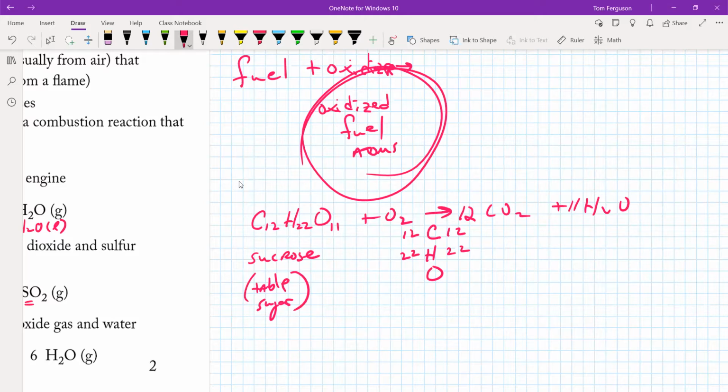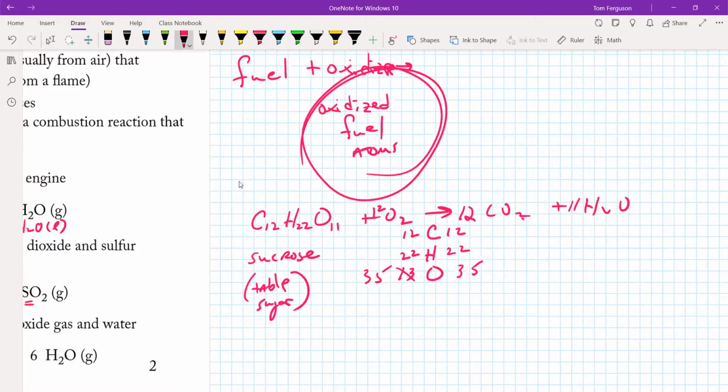And then how many oxygens do we have on the left? Oh, we've got 13. And how many do we have on the right? We have 24 plus 11, which is 35. Okay. So if we take 11 from 35, we end up with 24. So we put 12 here. That gives us 24 plus 11 is 35. So it's balanced now.